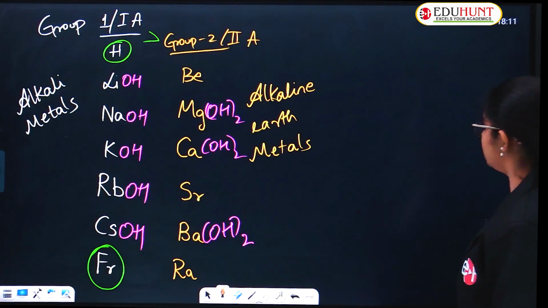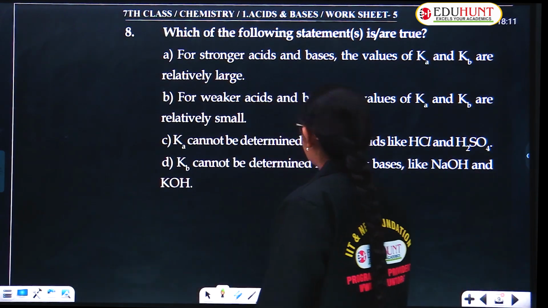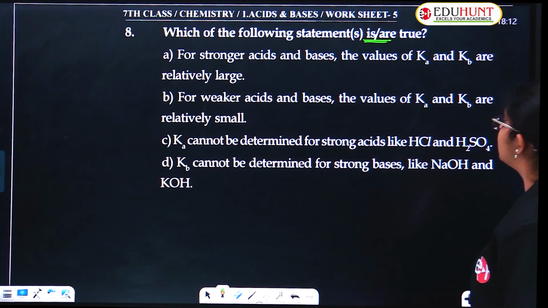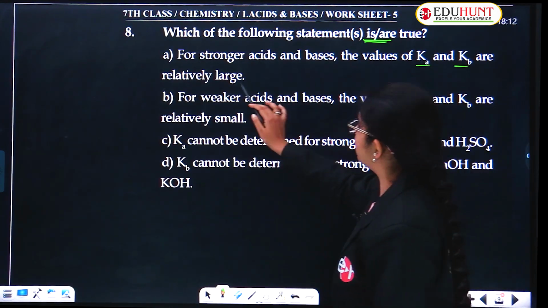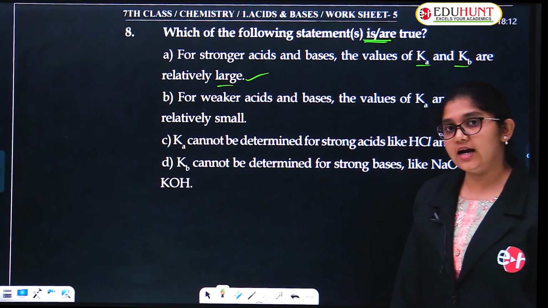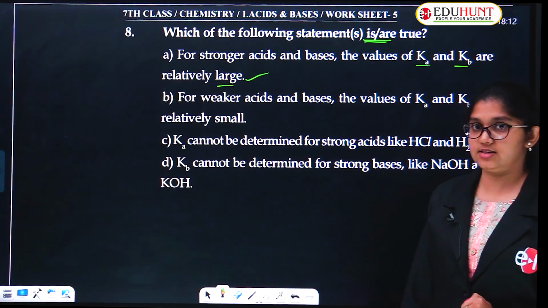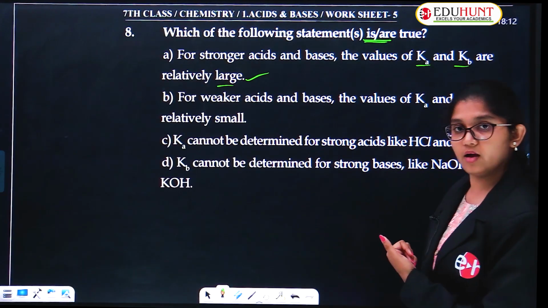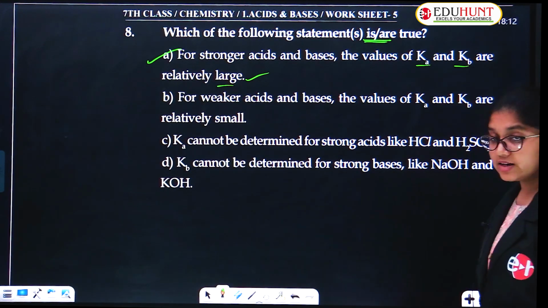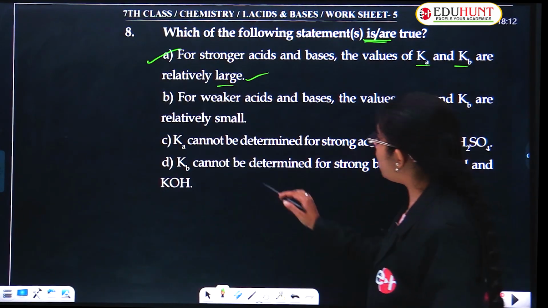Question number 8. Which of the following statements is or are true? It may be multi-correct also. For stronger acids and bases, the values of Ka and Kb are relatively large. Children, did you remember the Arrhenius theory? In that, they said Ka and Kb values are larger with the strength of acids and bases also. Yes, this is true. And for weaker acids and bases, the values of Ka and Kb are relatively small. This is also true.